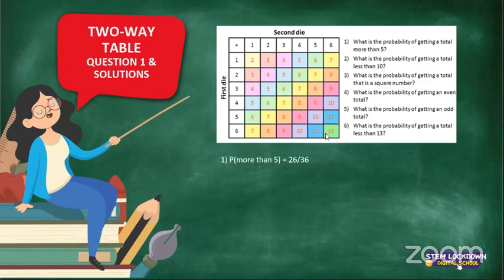So how are we going to write that? I already saw the answer there from Megan. P, remember P is our probability. P equals 26 over 36.